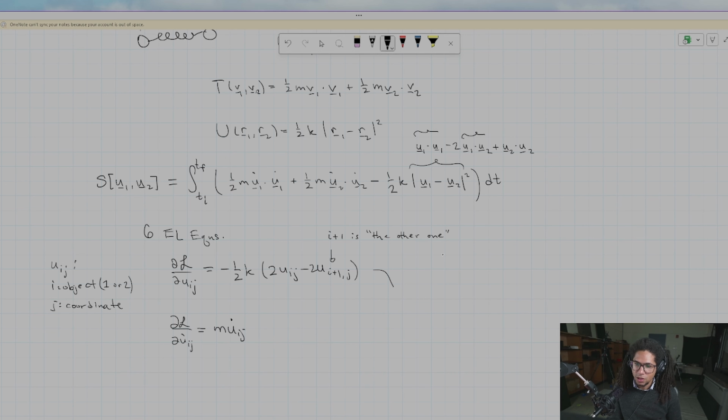And taking these two together, I can now write down my Euler-Lagrange equations. I'm going to get m u_ij double dot, once I take this time derivative, is equal to, well, the 2's cancel, so I'm going to get minus k times u_ij minus u_(i+1)j, which is exactly Newton's second law for two masses attached by springs.